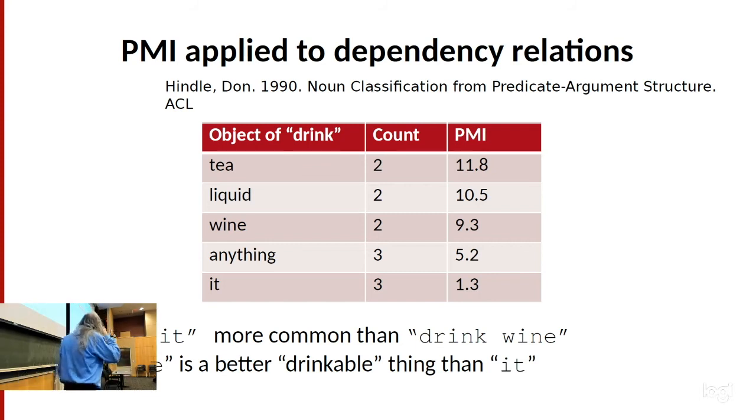So when you do things like this, you quickly discover you're getting classes of things, but also when you look at the pointwise mutual information, see we haven't even got the positive thing in there because we've already got it, because it's always going to be positive. Instead of the counts, what you quickly discover is that, what are the objects of drink, and they are things like tea, liquid, wine, anything, and it. Wait, what? It? Because it might say drink it, okay? And it appears often, but it's not really something you drink, because it also appears in other places, okay?